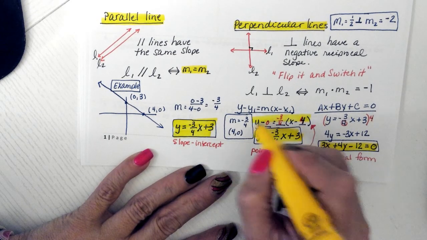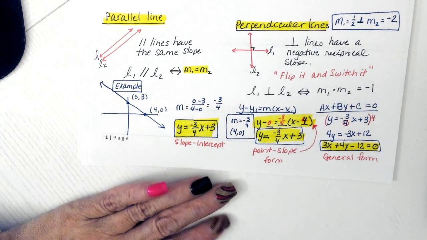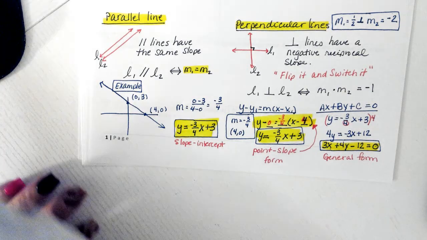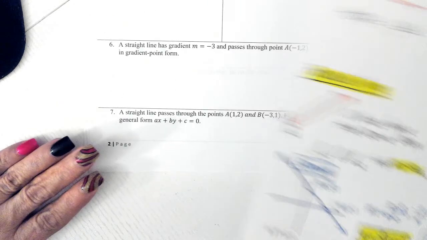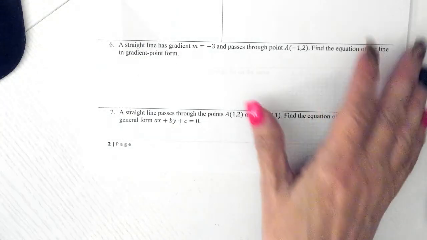I might want to highlight that one instead. All right, and there are my 3 forms that I'm going to be using for today. All right, so let's go through and let's do some examples.